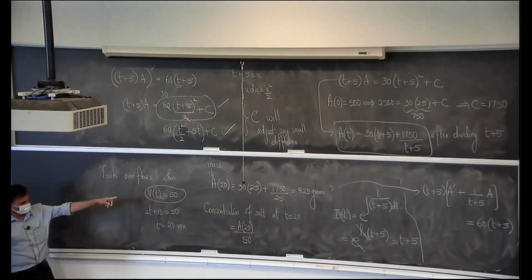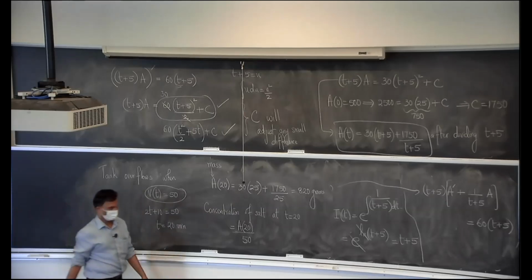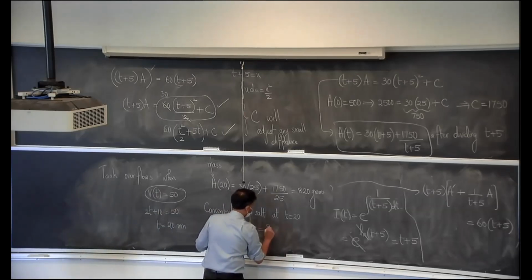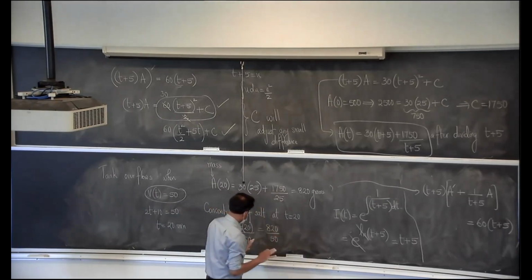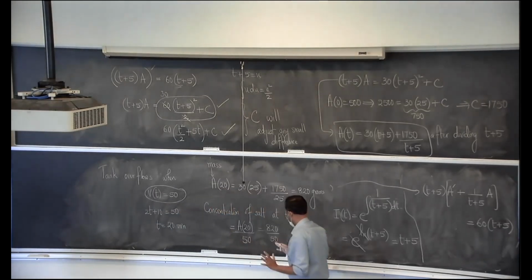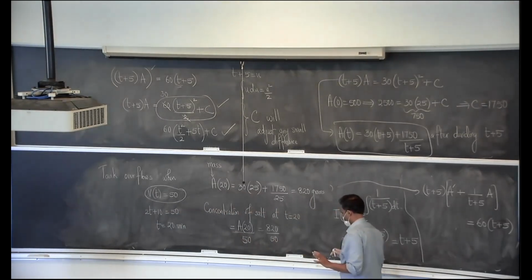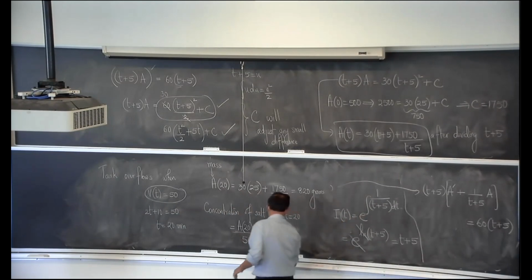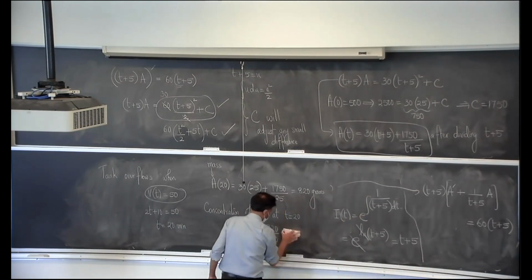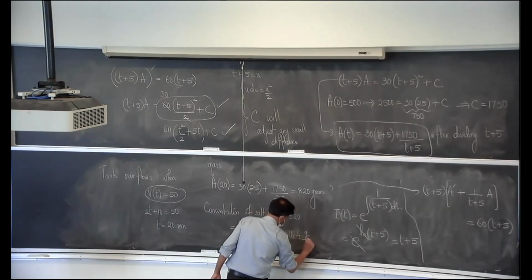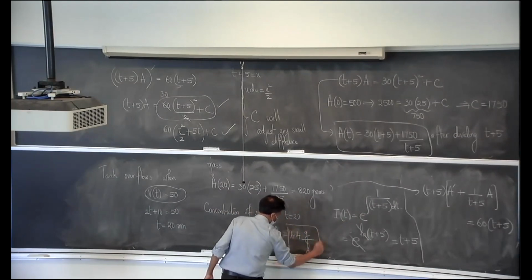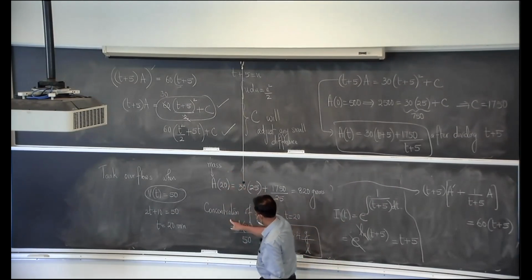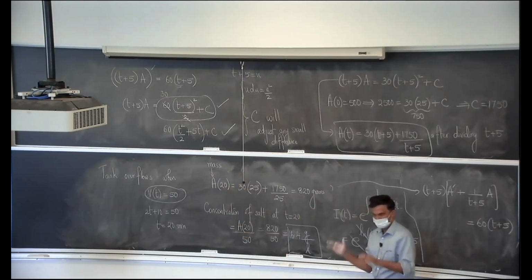A of 20 is 820 divided by 50, which is 16.4. The units would be grams per liter. So the difference between mass and concentration is one is divided by the volume, the other one is just pure mass.